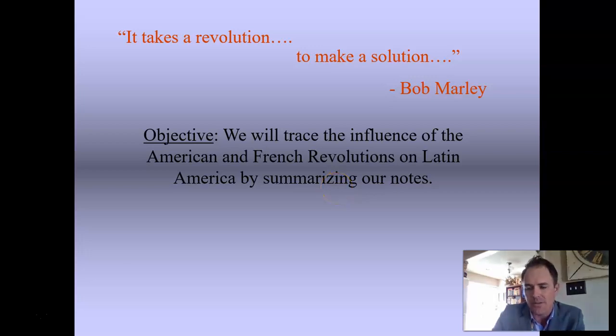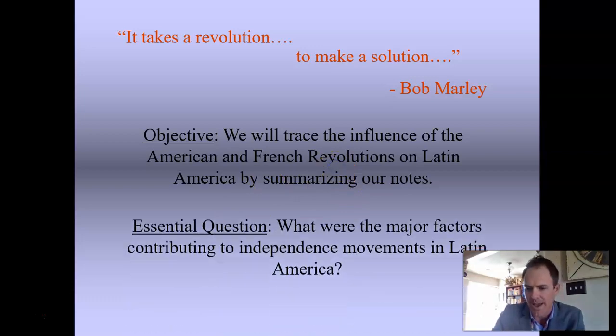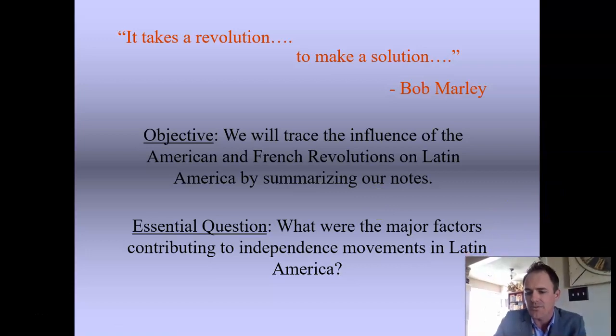And the way we're going to summarize our notes is very simply, we're going to answer the essential question. So there it is. Write it in your notes right now. What were the major factors contributing to independence movements in Latin America? And we're going to summarize our notes by practicing our thesis writing abilities. More on that at the end of the presentation.